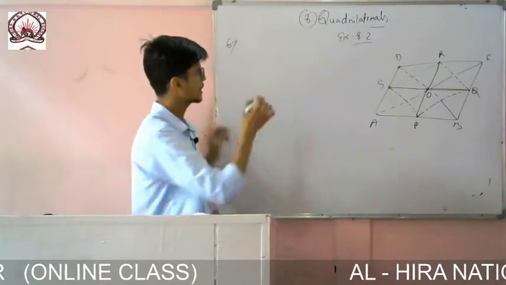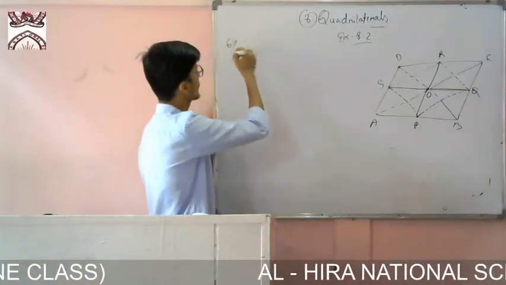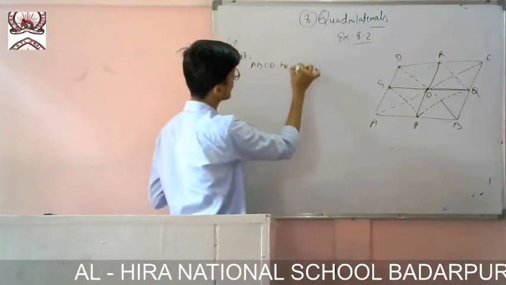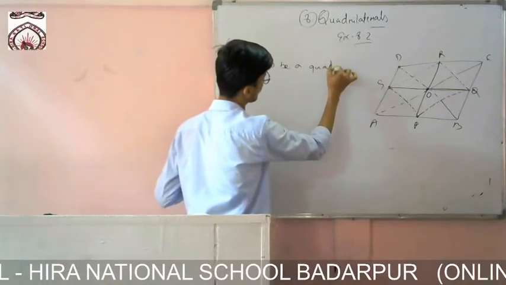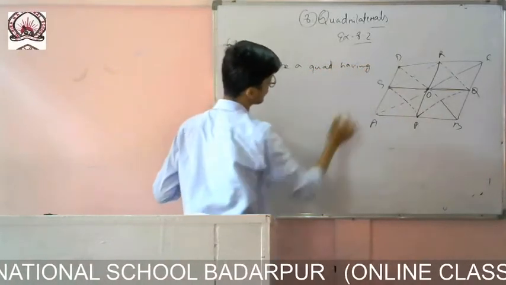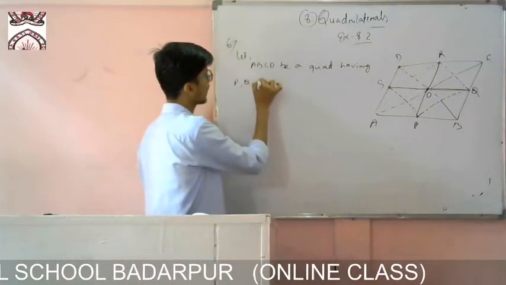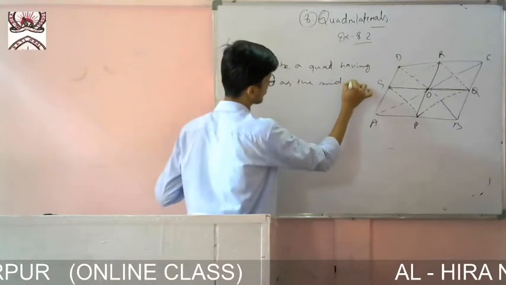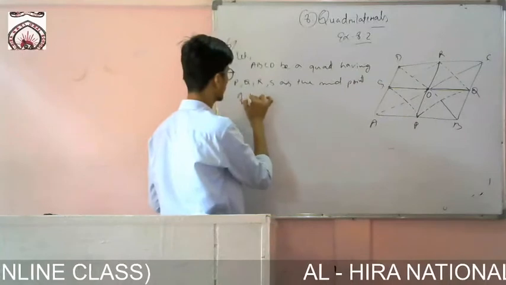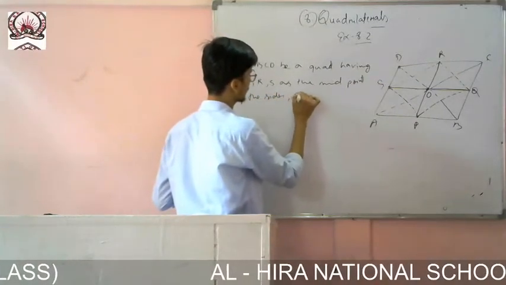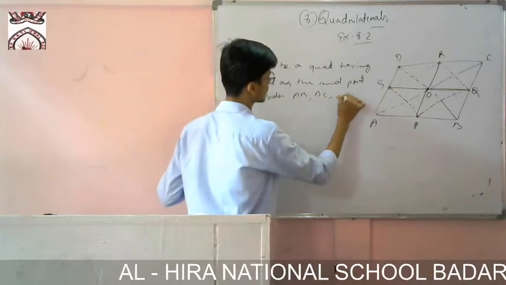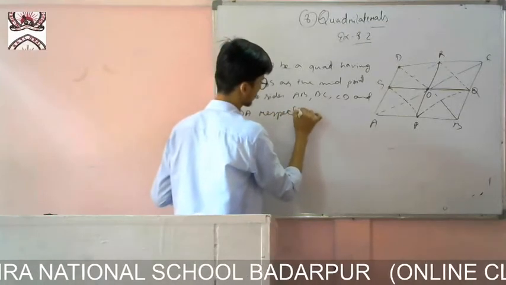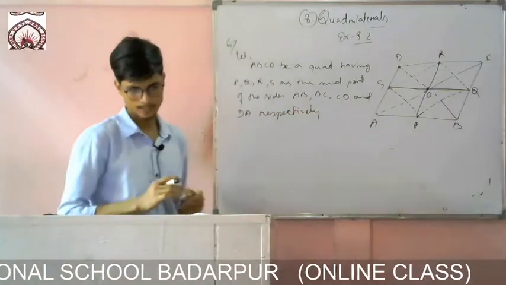Okay. So first of all, let us start solving. I'll make you understand. So what is given? Let ABCD be a quadrilateral having P, Q, R, S as the midpoints of the sides AB, BC, CD and DA respectively.